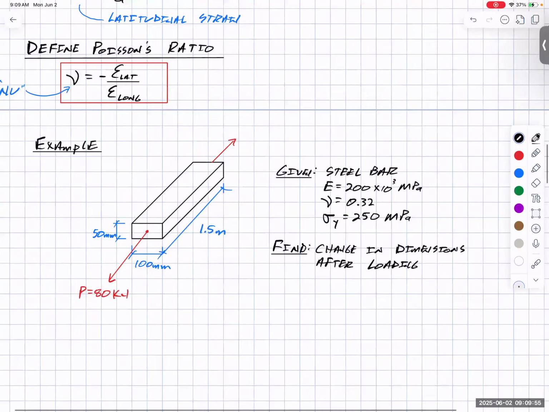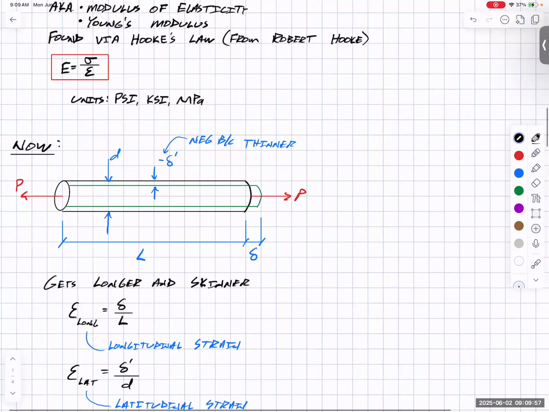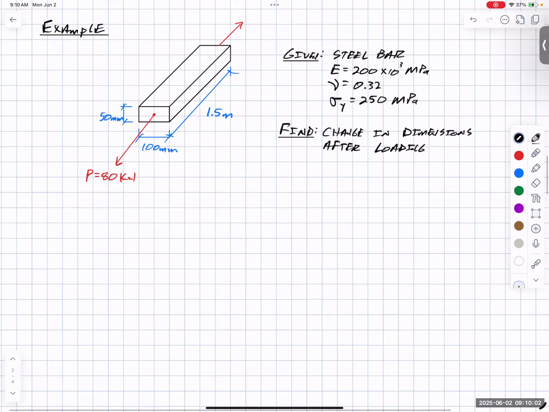So the first step is we want to start off by finding out how much longer it's going to get, right? So that's our axial direction. And within our axial direction, we already know that we have a stress, which is equal to the force over the area.